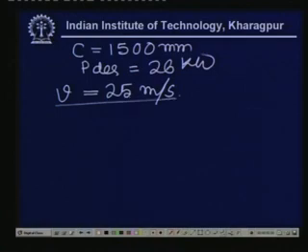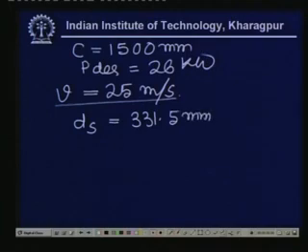So if we consider V to be 25 meters per second, you will find that the smaller pulley diameter comes out to be around 331.5 mm, and DL comes out to be 530.5 mm. So you get two values.